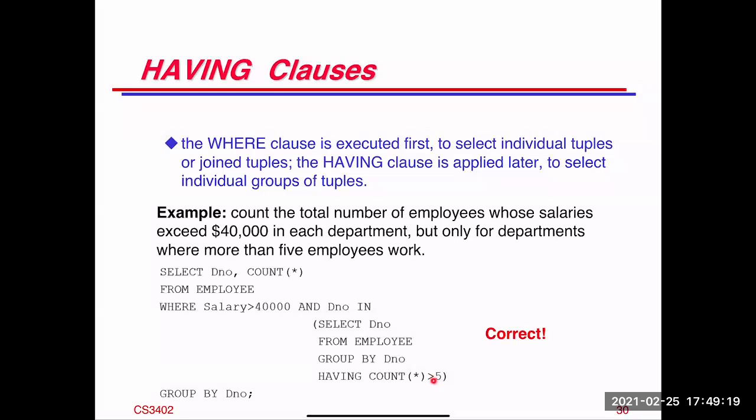Okay, so this condition here, this DNO here, ensures that the DNO number is inside the result set, right? So this ensures that we're only looking at employees that work in departments where more than 5 employees work. All right.